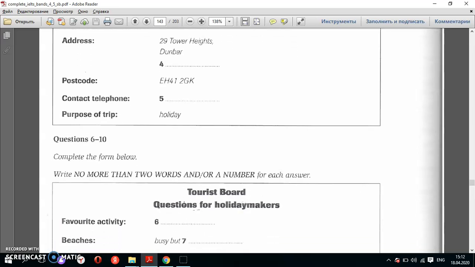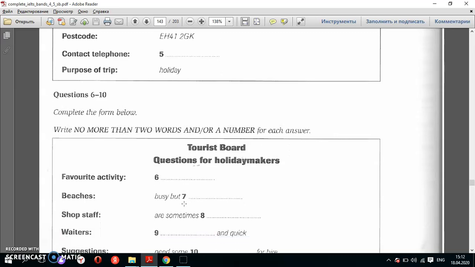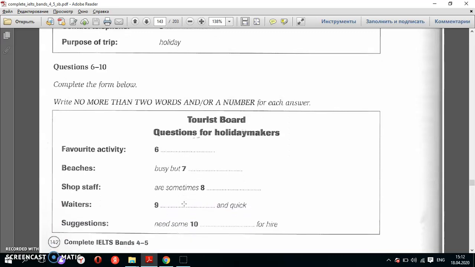Let's move to questions 6 to 10. So, tourist board questions for holiday makers. For question 6, you have to find a favorite activity. Oh, one thing, please pay attention. Instructions, the same: two words and or a number. So it's up to you. You can write one word, you can write two words, you can write one number, or if you write two words plus one number, it's still perfectly accepted, not considered incorrect.